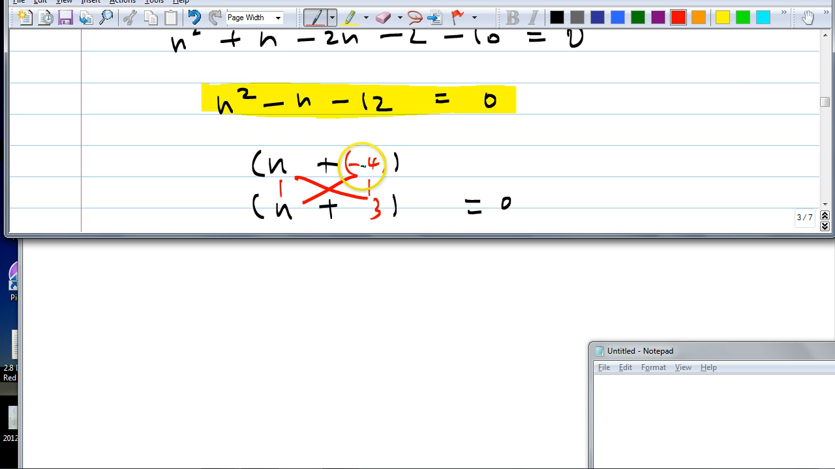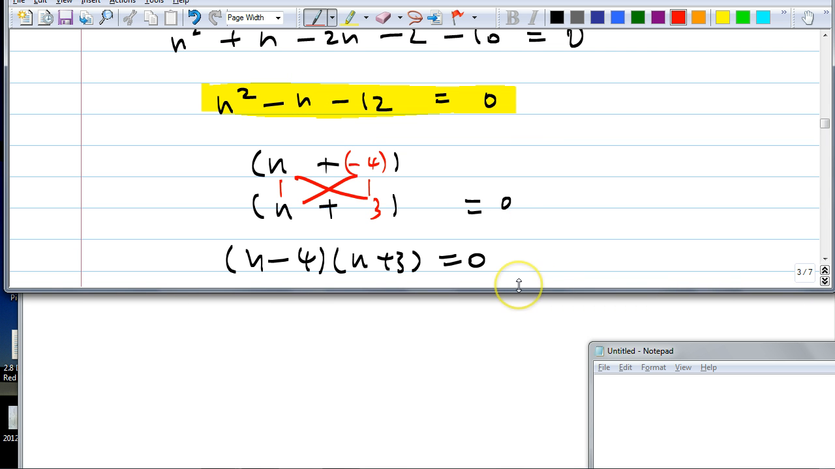3n. What is n times negative 4? Negative 4. So when you add 2, you get negative n. Yes, so that checks. So we get this, right? What does this mean? We factor this left side.